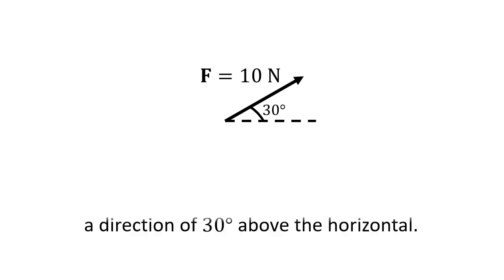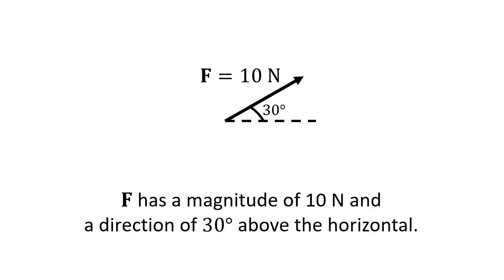One easy way to specify the direction of a vector is by the angle the vector makes with a fixed reference line, which is usually a horizontal line. For example, we have here a vector F with a magnitude of 10 newtons at an angle of 30 degrees above the horizontal. 30 degrees above the horizontal is the direction of the vector, and 10 newtons is the magnitude of the vector F.